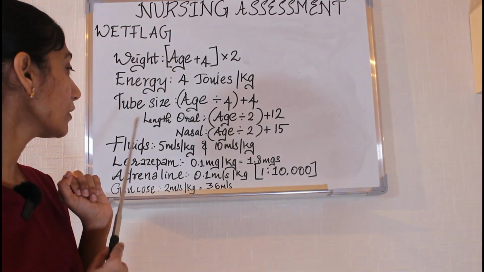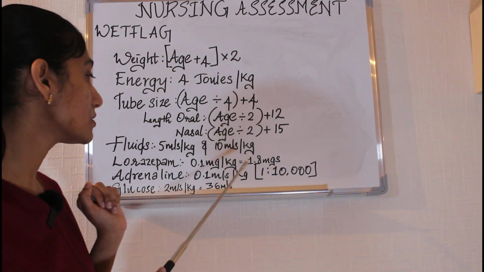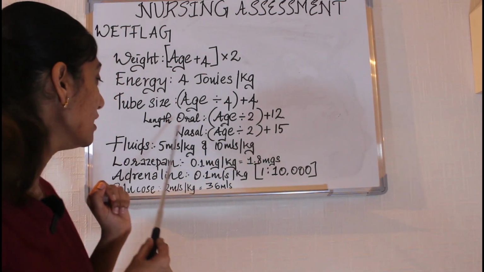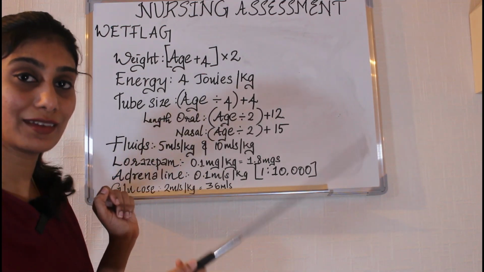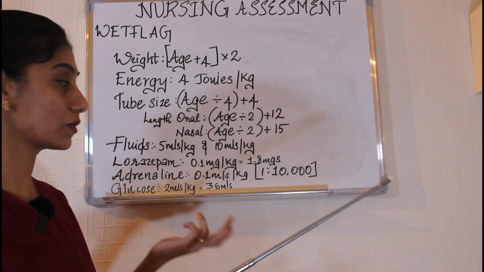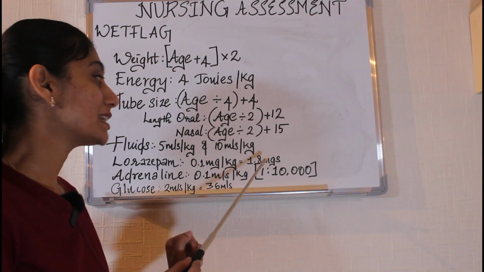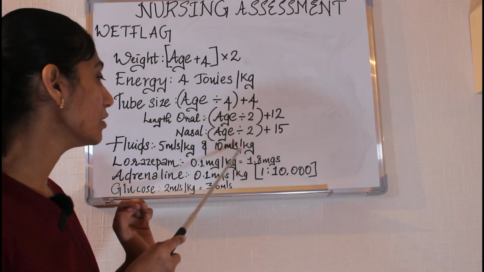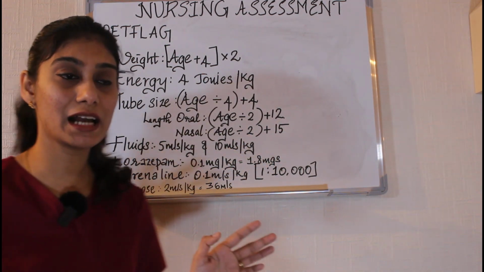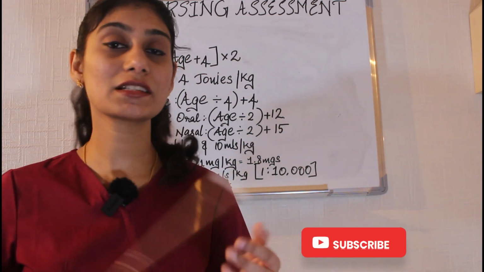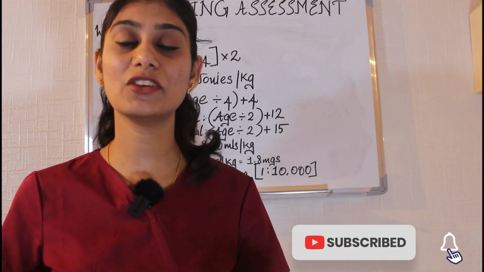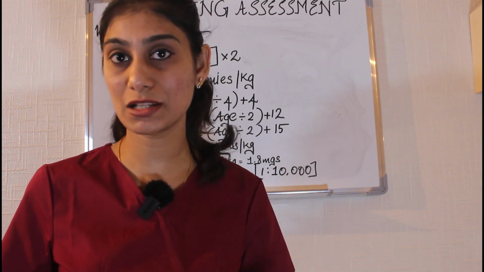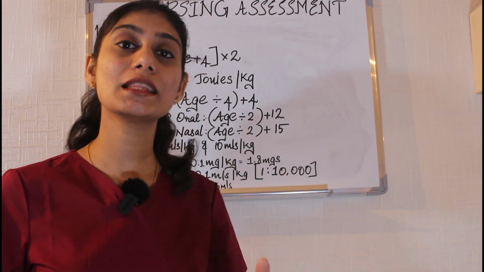So to prevent fluid overload, we tend to start with 5 mils per kg. Otherwise, mostly if it's a sepsis child or anyone with hypovolemia, we go for 10 mils per kg. And as per the guidelines, we start with 10 mils per kg, and then we have to reassess the child, and if needed we can go for one more 10 ml per kg as per the decision, and then reassess.